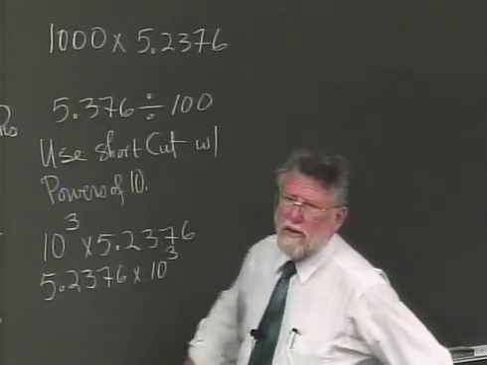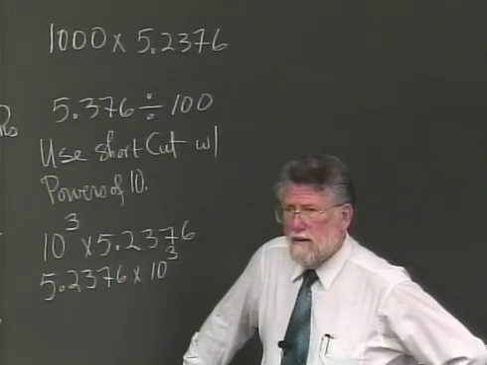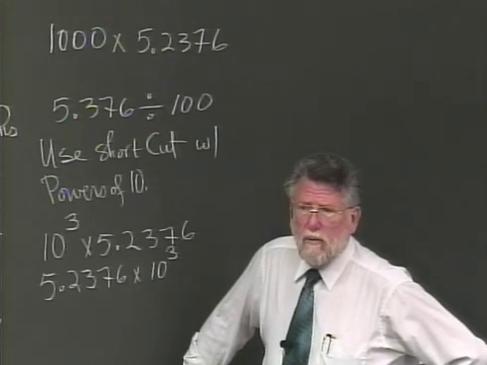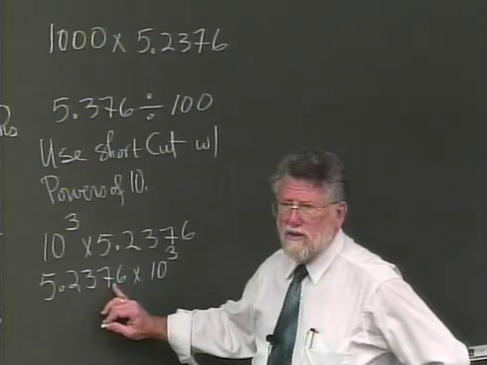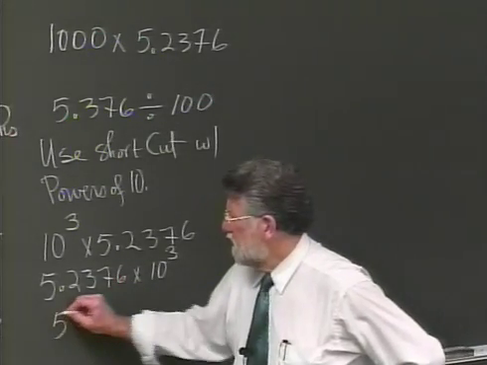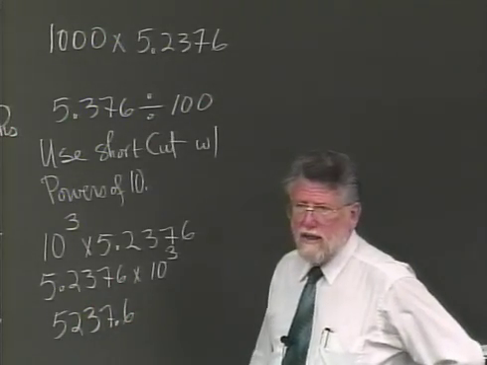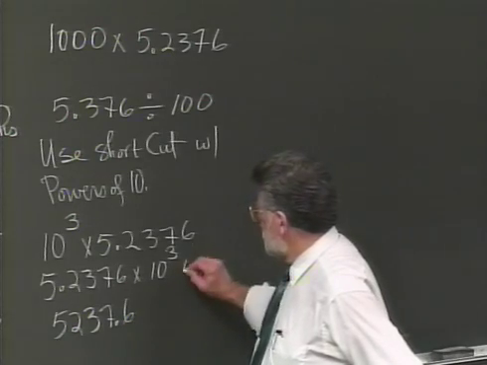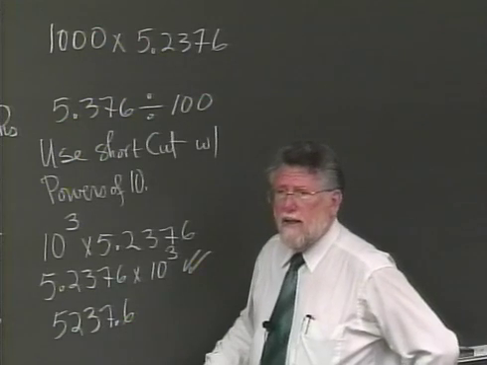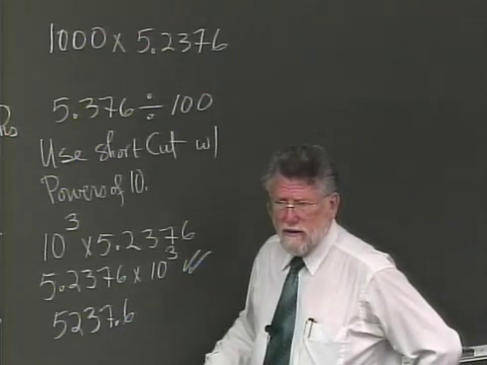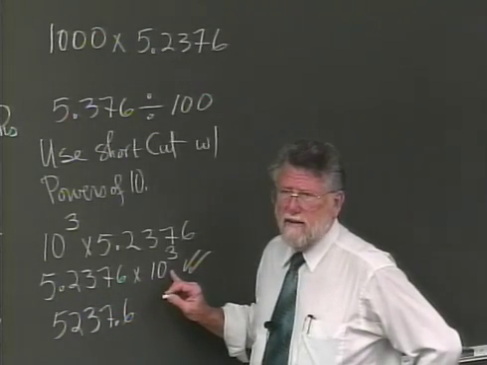But what am I supposed to do with the decimal when I multiply by a power of 10? 3 places to the right, because the exponent's 3. So that means it's going to go between the 7 and the 6. So 5, 2, 3, 7.6. By the way, what is this form called that I have the double check on? Very good. Scientific notation. Because it's 5 point something times a power of 10.